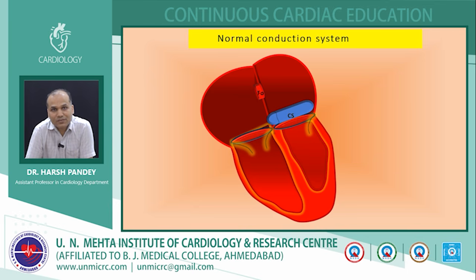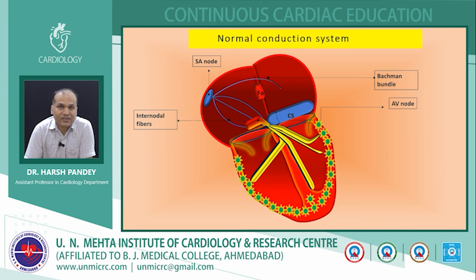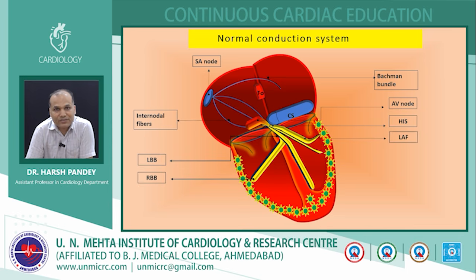So the normal conduction system: we have the SA node. This is situated at an epicardial location at the SVC-RA junction. Through the intra-atrial fibers, it is connected to the AV node, and then the Bachmann bundle connects from the right atrium to the left atrium, and the AV node gives rise to the His-Purkinje system. The His bundle will divide into the left bundle and right bundle, and the left bundle will have three separate fascicles: left anterior fascicle, left septal fascicle, and the left posterior fascicle. And at last we have the Purkinje fibers.